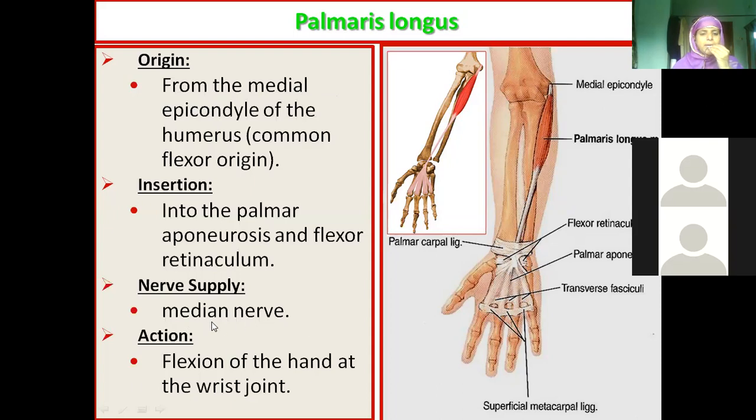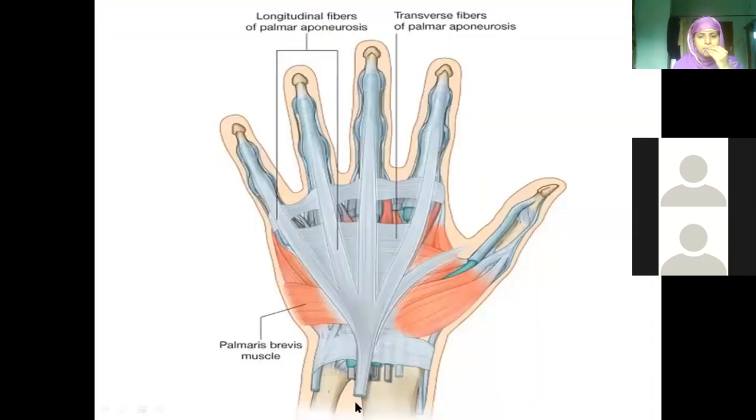What is the nerve supply? Median nerve. Action is the same as flexor carpi radialis, which we have just studied: flexion of the hand at the wrist joint. See, this is the palmaris longus tendon, which is fanning out in the palm to form this specialized structure. What is the name of this structure? Palmar aponeurosis. Very good.